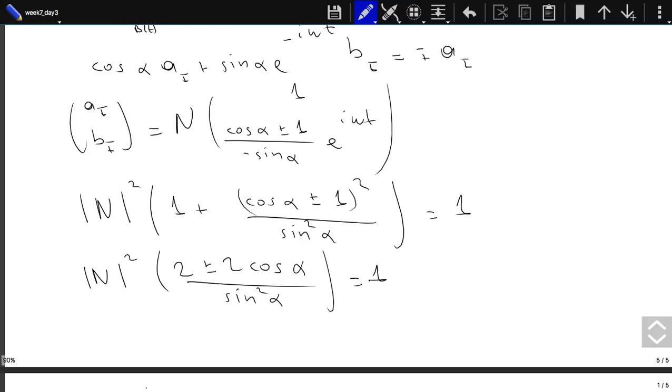So I have sine squared from the square of that parenthesis, I have plus cosine squared, that gives 1. The square of plus or minus 1 is also 1, so that makes 2. So I have twice the cosine alpha times plus or minus 1. And N, I can just choose it to be sine alpha divided by the square root of 2 times (1 plus or minus cosine alpha), square root.